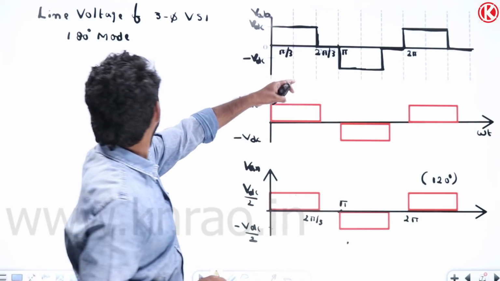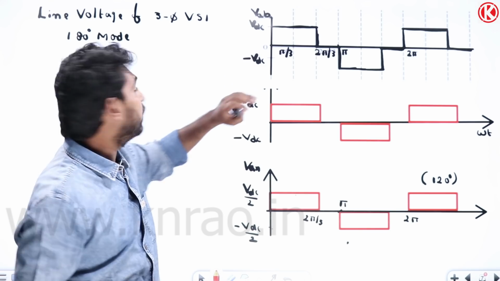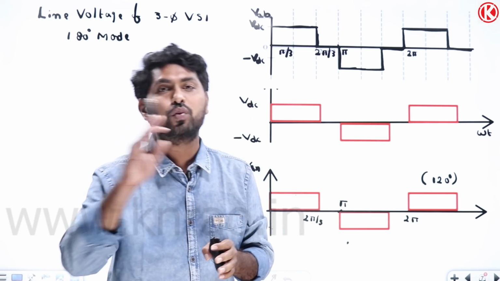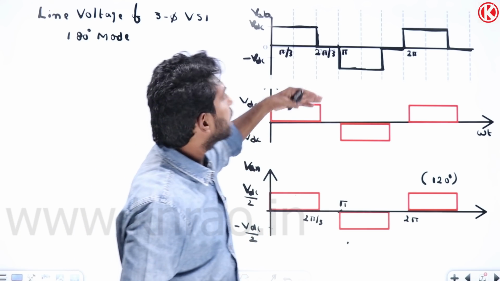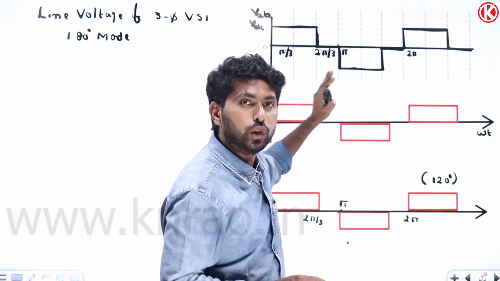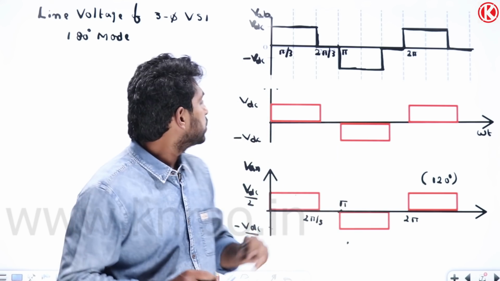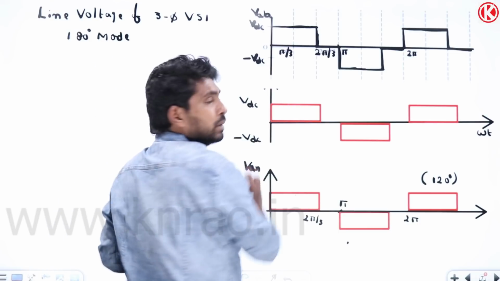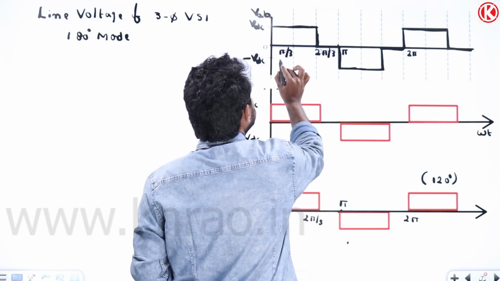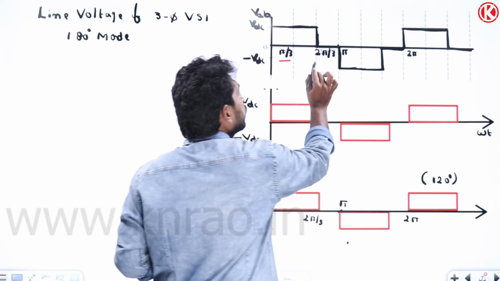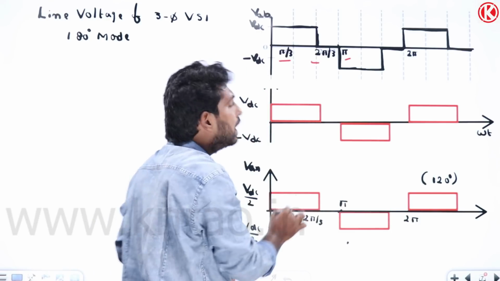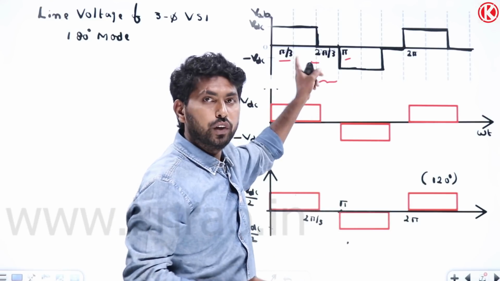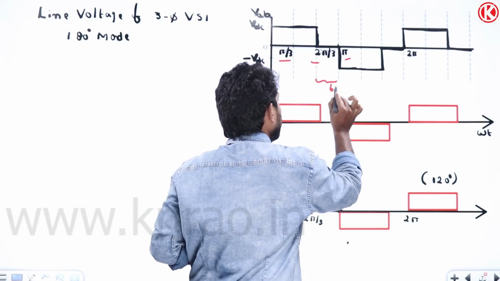Here this waveform is for a 3-phase voltage source inverter operating in the 180 degrees conduction mode, line voltage waveform. Forget about whatever the voltage waveform is; here you need to observe the nature of the waveform. If you observe, this instant is pi by 3, this is 120 degrees and this is 180, right? And this gap will be 180 minus 120, so this gap will be 60 degrees.